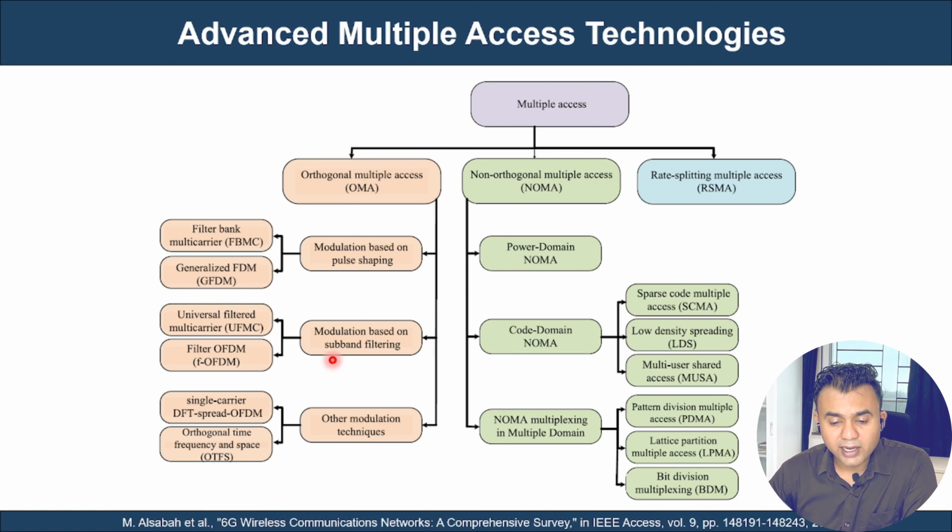In OMA, there is another category called modulation based on subband filtering, where UFMC, universal filtered multi-carrier, is possible, or filtered OFDM, F-OFDM, that we have seen. UFMC you can explore on your own through the research papers if you are interested. There is another one, single carrier DFT-spread OFDM, or OTFS, orthogonal time frequency and space. So there are some methods you can explore.